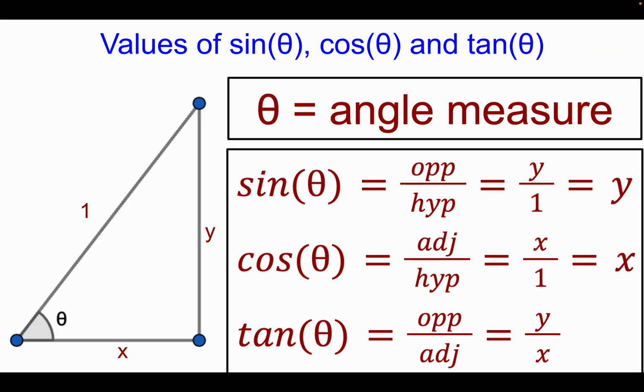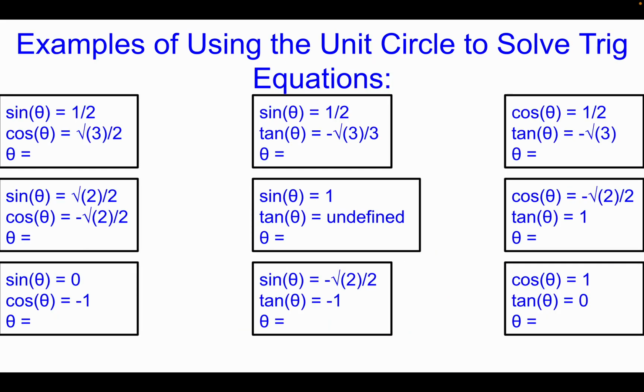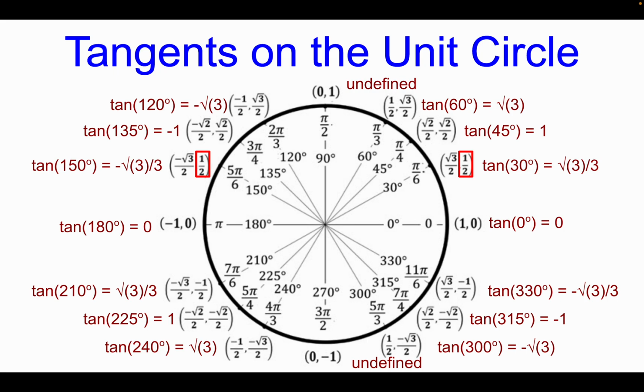Well, we will use the fact that sine is the y value and cosine is the x value. So we're looking for a y value of 1/2 and an x value of square root of 3 over 2. So we can see here we have y values of 1/2 at 150 and 30 degrees. Here we have x values of square root of 3 over 2 at 30 degrees and 330 degrees. And so if we overlap them, we can see that the only point that will satisfy both equations is this point right here at 30 degrees.